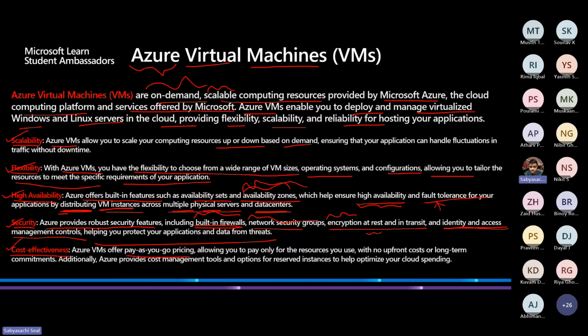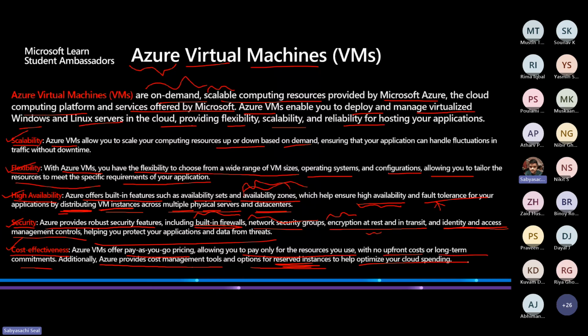That's a major disadvantage when you want to experiment up and down and want to host your app, especially with cost effectiveness in mind. So it only makes us pay for the resources we use with no upfront cost. So I don't have to pay anything first and then use it, no long-term commitments. So it's not like I have to use it for 1 year or 2 years, something like that. Additionally, Azure provides cost management tools and options for reserved instances. Reserved instances are instances that are not unavailable, but reserved for you. They help optimize your cloud spending.